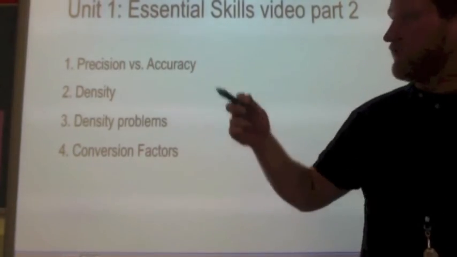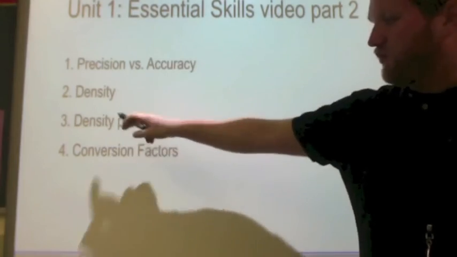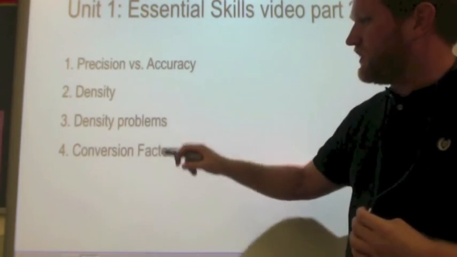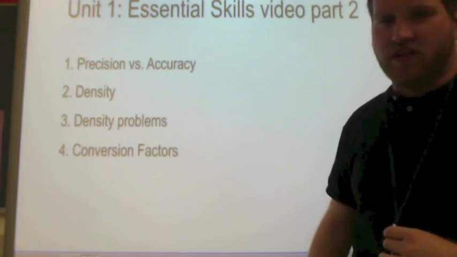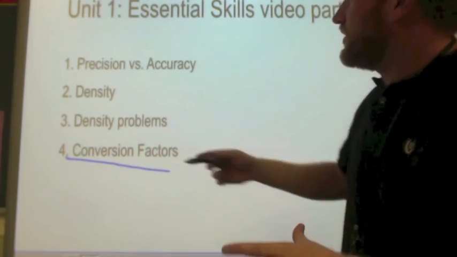Okay, this is going to be our second video on Unit 1, Essential Skills, Part 2. So the four things I want to cover in this are going to be precision versus accuracy, density, density problems, and conversion factors. Now this last one I obviously have a lot of problems for, so let's get started.